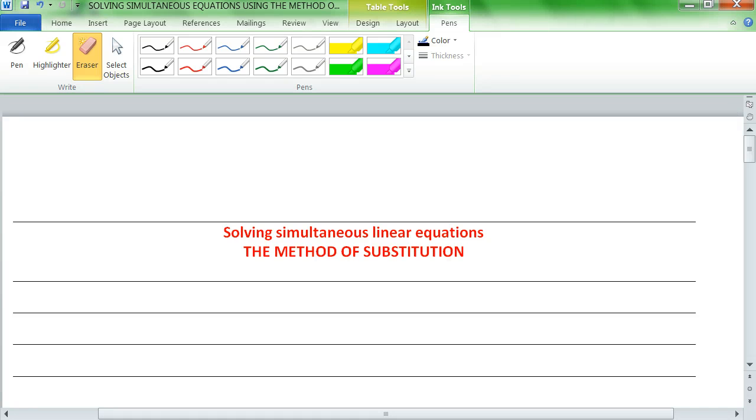This clip looks at one of the main methods of solving simultaneous equations called the method of substitution. To do this, I'm going to use a couple of examples from Maths Quest 11. The two equations we're going to solve are y equals 3x plus 1 and y equals 2x plus 2.